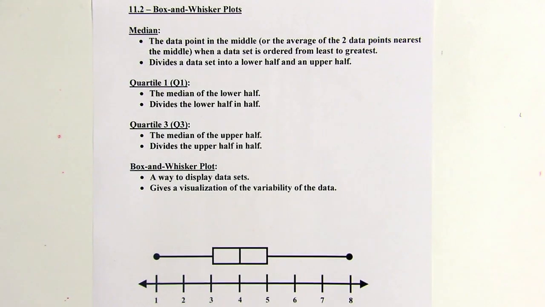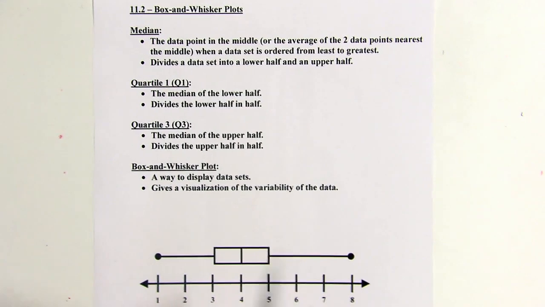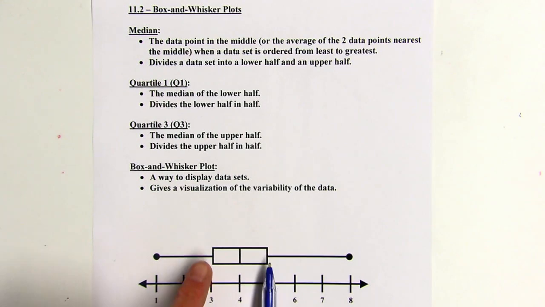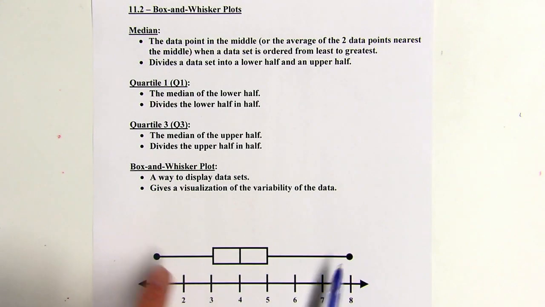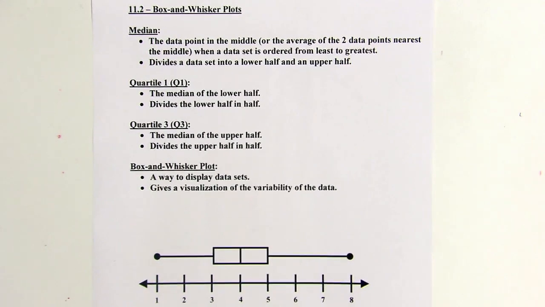11.2 box and whisker plots. So this is a way of representing data points. It's going to look something like this. So we've got these boxes, and these lines are the whiskers. Okay, so let's talk about what this all means.